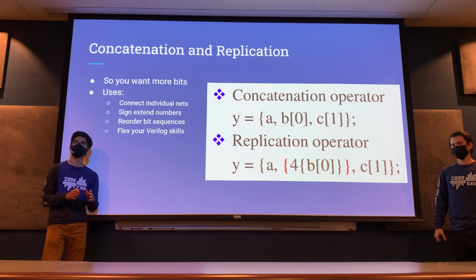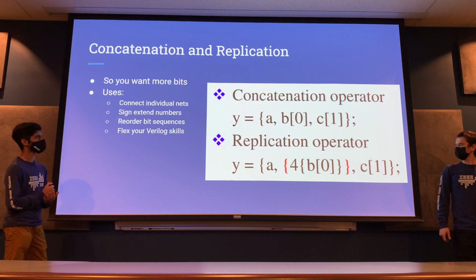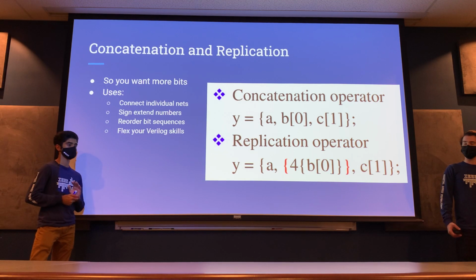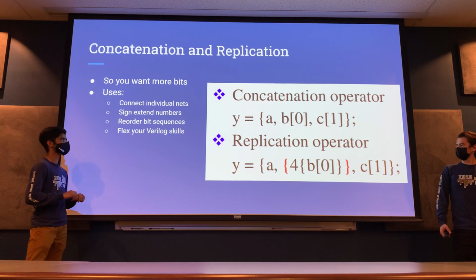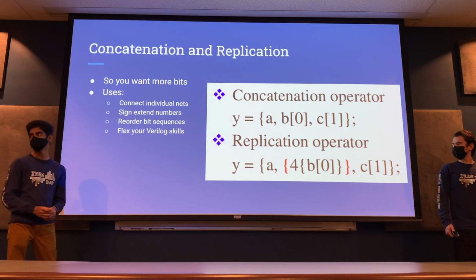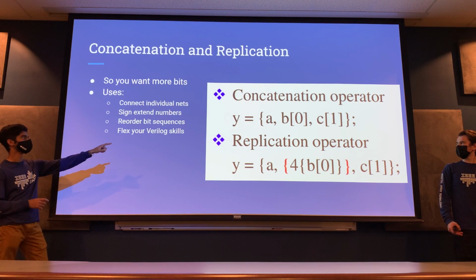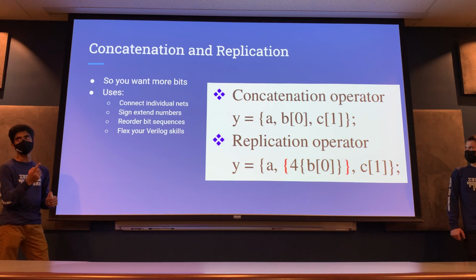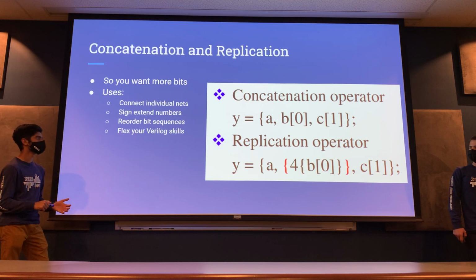Now that we've done the hard stuff, here are some easy operators that are useful to know in Verilog. There are things called concatenation and replication. Concatenation lets you take bits from different input buses or nets, like different wires and registers, pick certain bits, and concatenate them, just like a string in other languages. So the most significant bits of Y would be all of A, then the next bit would be the 0th bit of B, and the least significant bit of Y would be bit 1 of C.